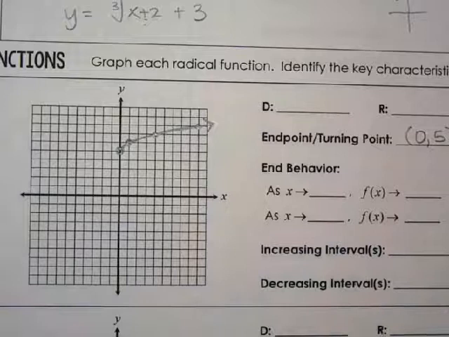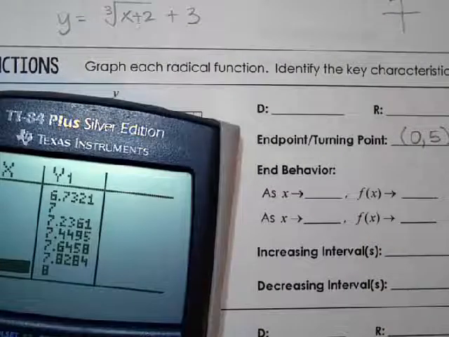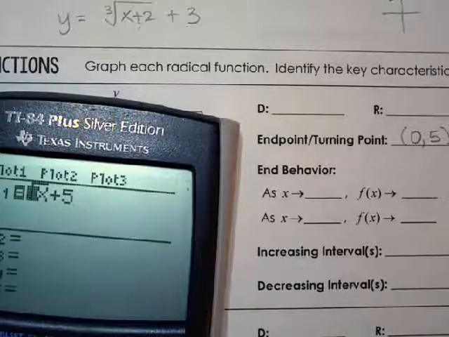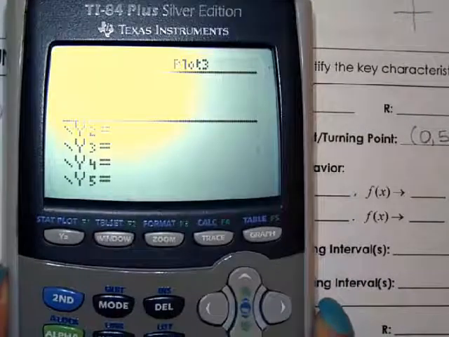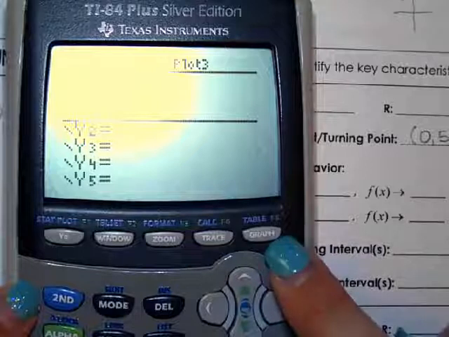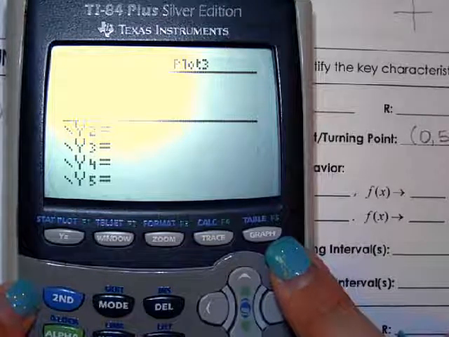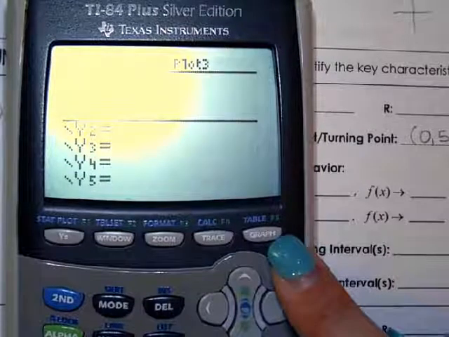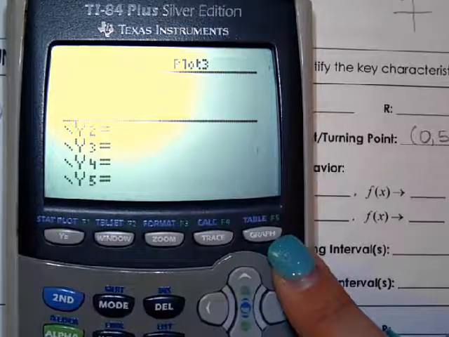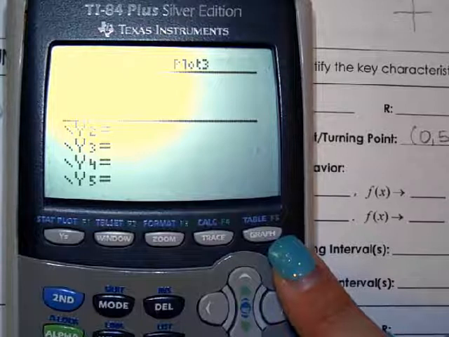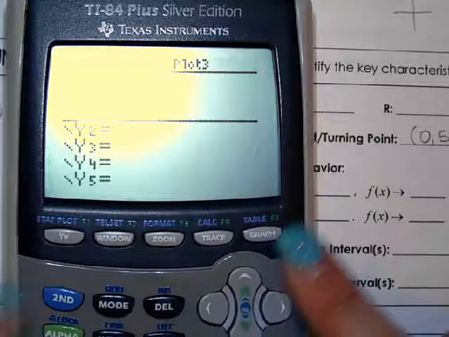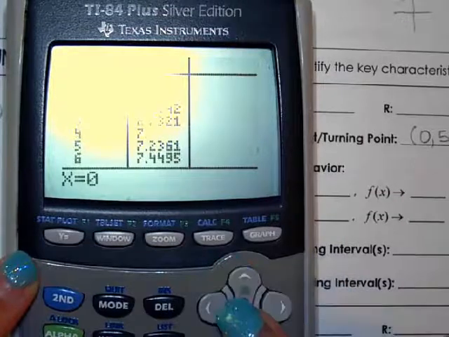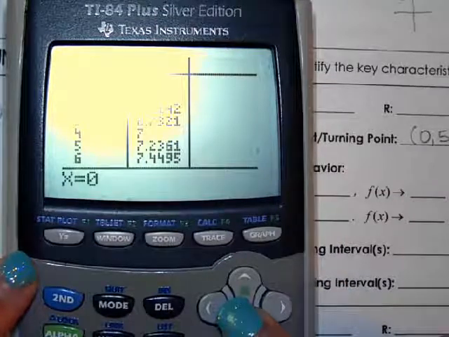So I graphed it, and then I hit second graph. And that's how I got to the table. And the first point on the table that you're going to look at is going to be the end point or the turning point. So did you have 0, 5? Did you get the plus 5 not underneath the square root? You square root x and then plus 5?